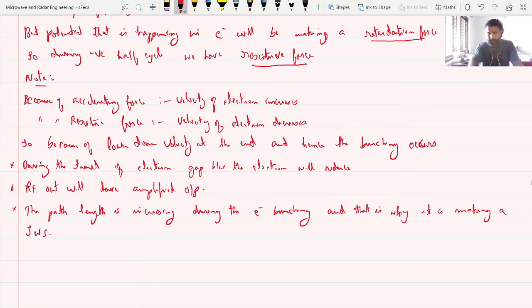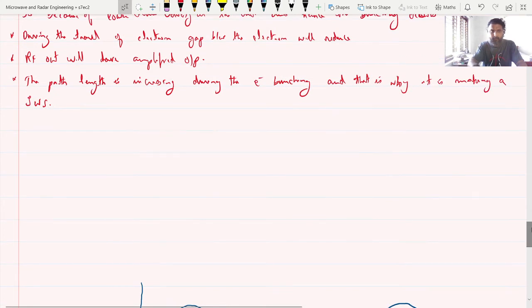Okay, we can continue here. One minute, I will just bring this down. The electron path length is increasing during the electron bunching, and that is why it is making a slow wave structure. So the motion of the electron will be completely based on the force which happens on the electron that is traveling from cathode to anode.